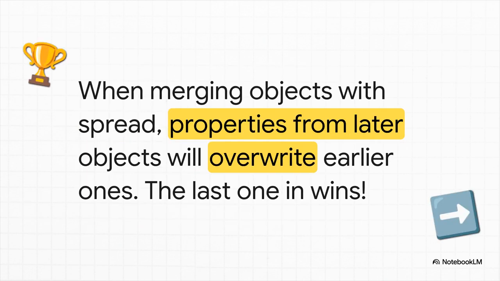But there's a really important detail with spreading objects. Order matters. A lot. As you can see right here, both of our objects had a size property. Because the custom object came last, its size of large overwrote the one from defaults. So remember, the last one in wins.